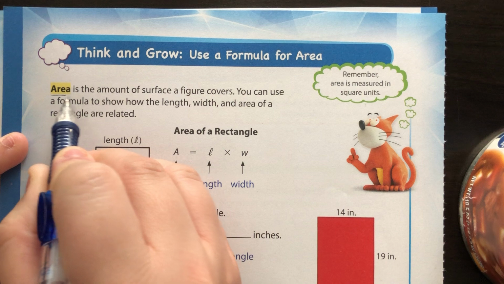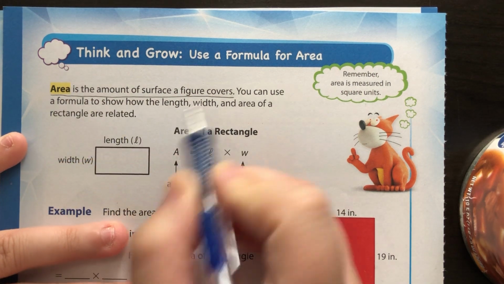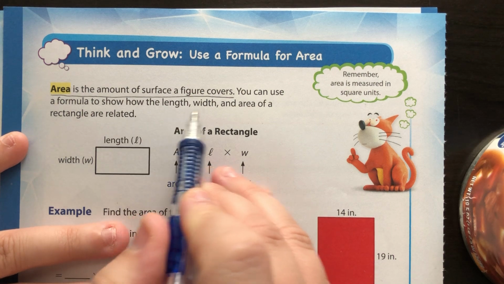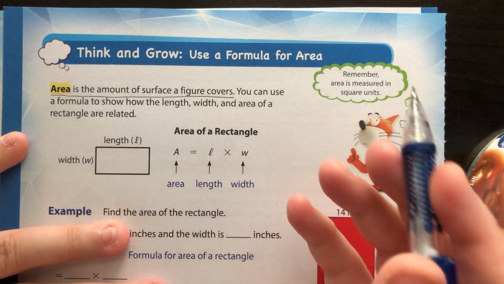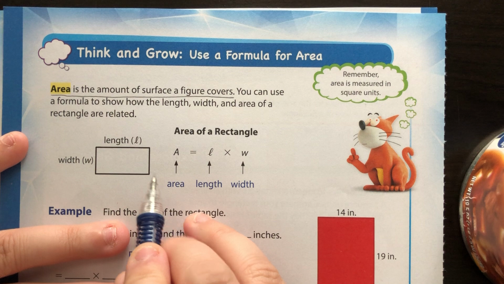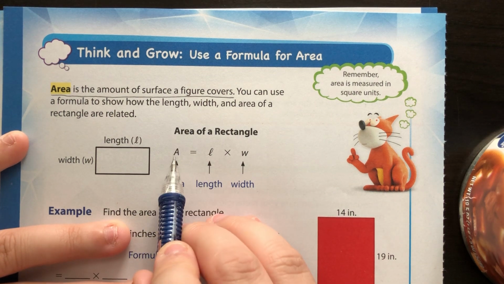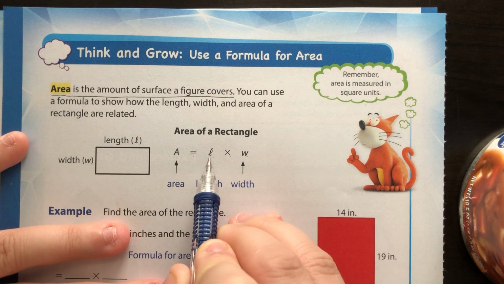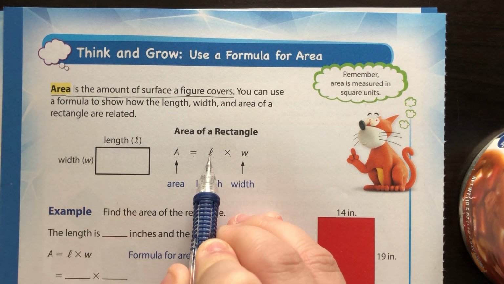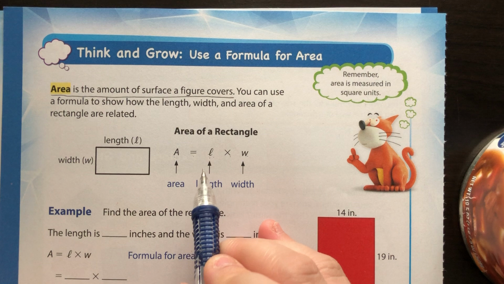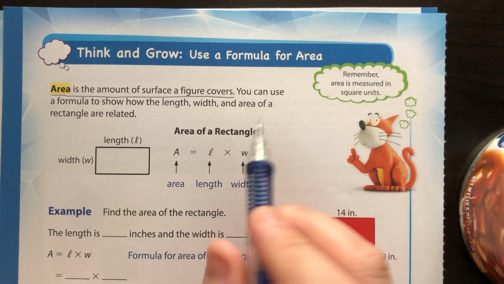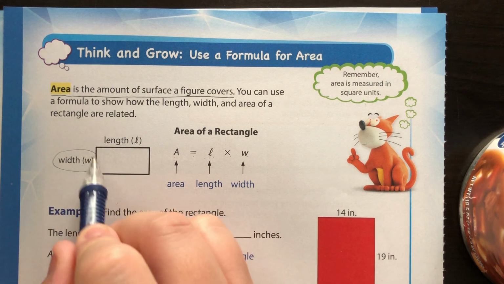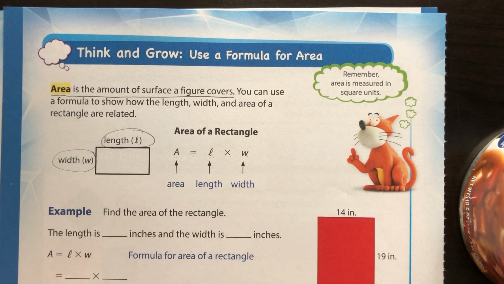There's the definition. Area is the amount of surface a figure covers on the inside. You can use a formula to show how the length, width, and area of a rectangle are related. The formula is way faster than yesterday's. Area, A, stands for area, equals length times width. Once again, the L symbol is in cursive because they don't want you to confuse it with the number 1. So length times width. Here's the figure. So we're going to be doing this times that, okay?